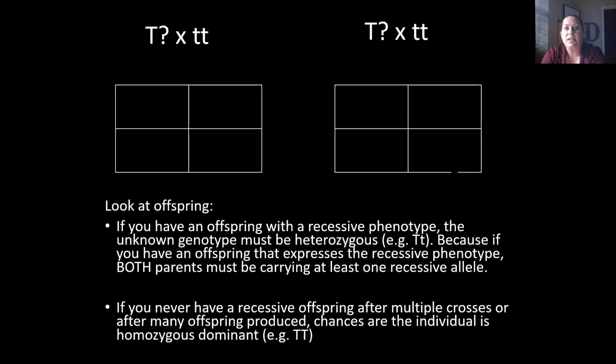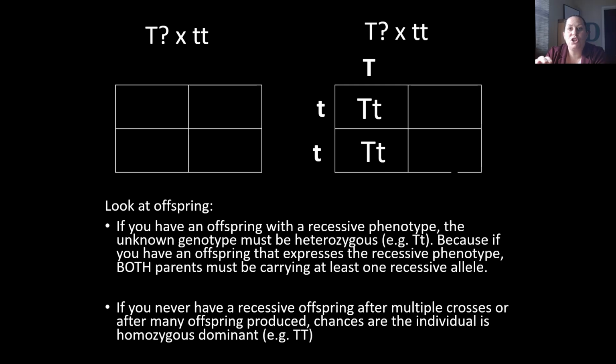Okay, so this is the case here. I have a big T, but I don't know what the second letter is. I don't know because it's dominant, so I can't tell. I'm going to cross that with a recessive, little t, and I'm going to see what happens. Okay, so I'm going to go over here to the second one. I'm going to take that big T. I'm going to pair it up there with those little t's.